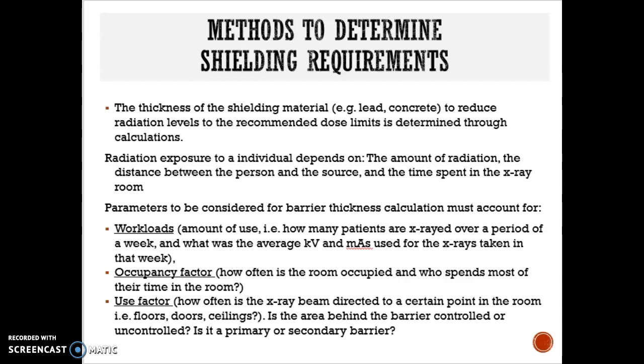How often is the room occupied, and who spends most of their time in that room? We are looking at use factor. How often is the x-ray beam directed towards a certain point in the room, such as the floor or the door or the ceiling? Is the area behind the barrier going to be a controlled area or an uncontrolled area? Will it have a primary direct beam going towards that barrier, or will there be a secondary source of radiation going towards that barrier? These are all things considered in the calculation.